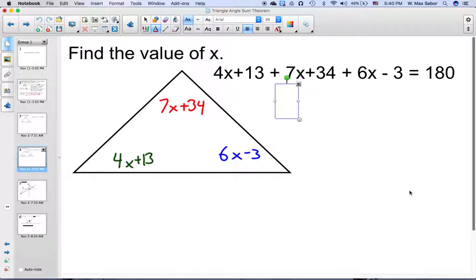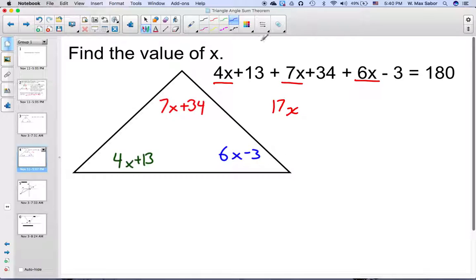And if I solve this, I combine like terms. So 4, 7, and 6 are like terms, and they add up to 17x. 13, 34, and negative 3 are like terms. They add up to 44.